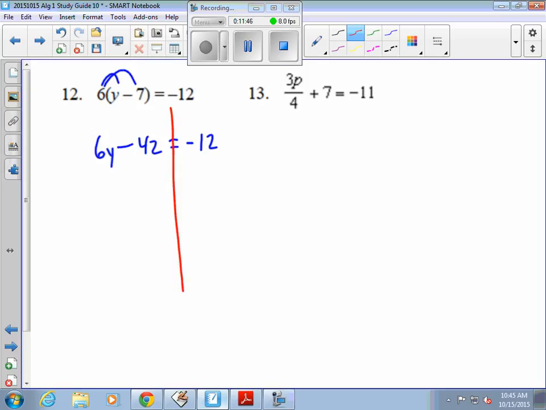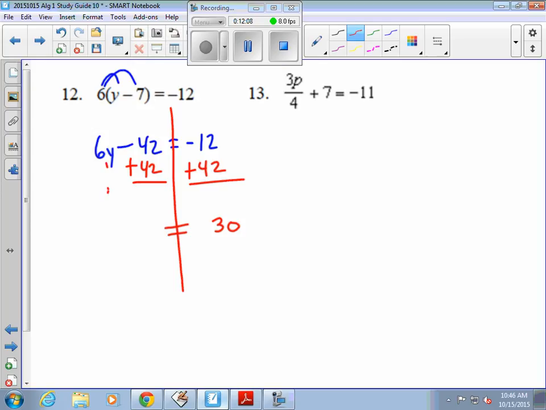Undo addition and subtraction first by adding 42 to cancel out minus 42. If you do it to the left, add 42 to the right. Here you have opposite signs, negative 12 and positive 42. So subtract them. 42 minus 12 is 30. And keep the larger sign. 42 is the higher absolute value. It's positive, so it is positive 30.